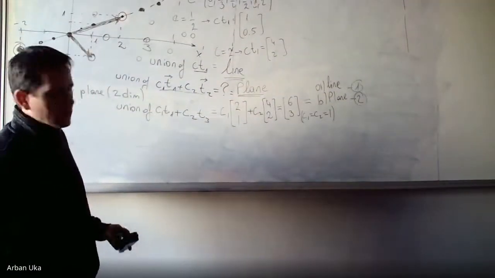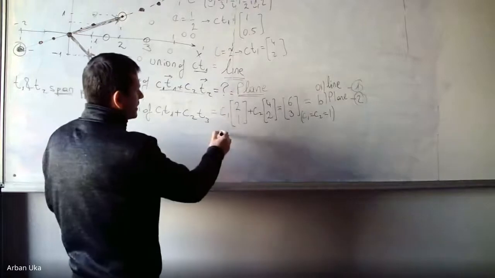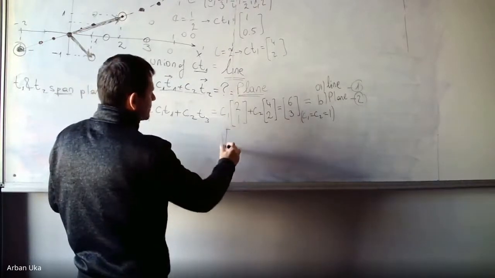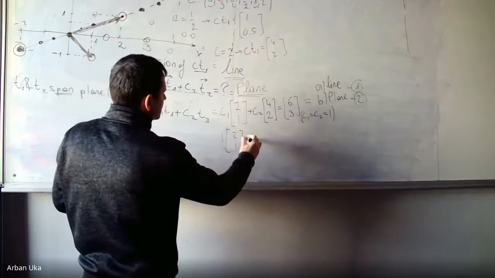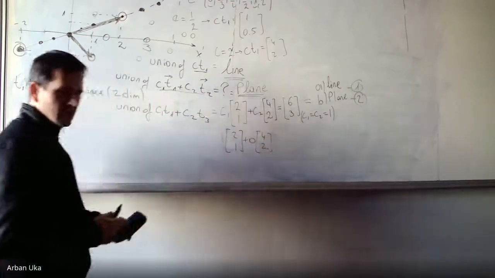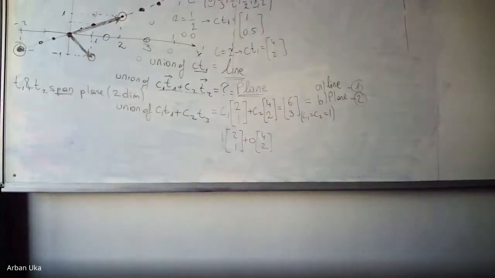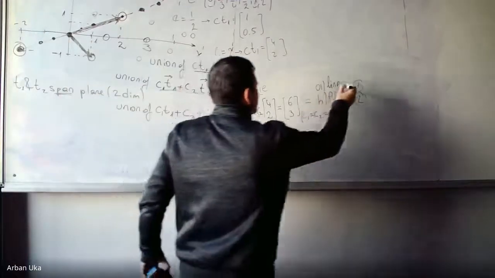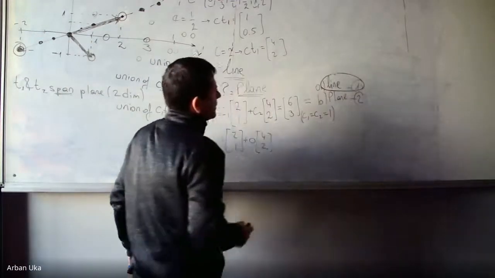Let's change. You can do it like this. You can set here 1 times 2, 1 plus 0 times 4, 2. So if this is the case, what do we get? I think we get 2, 1. So we get on top of the previous vector. And the answer for this one is going to be a line, okay?